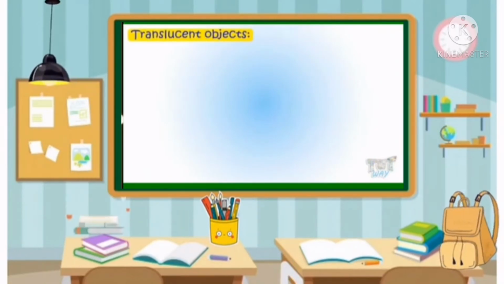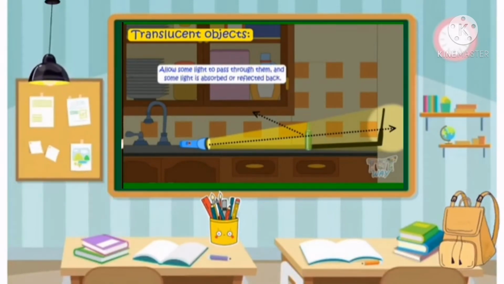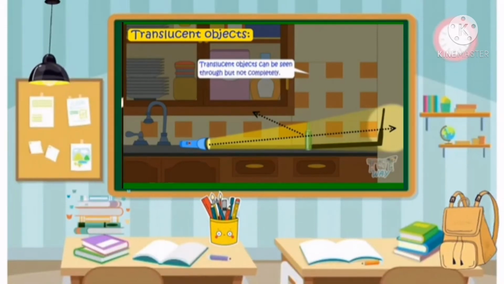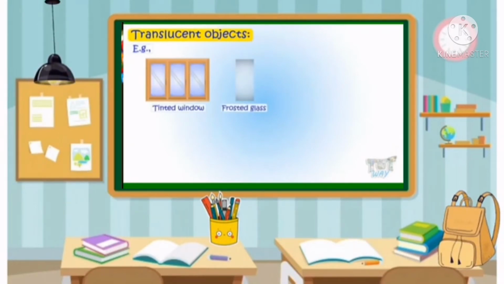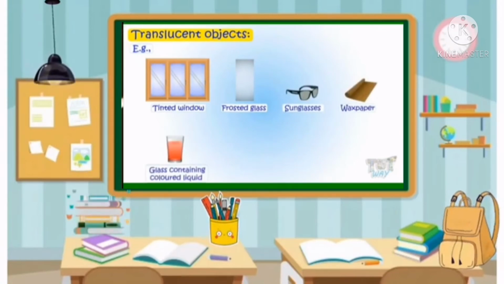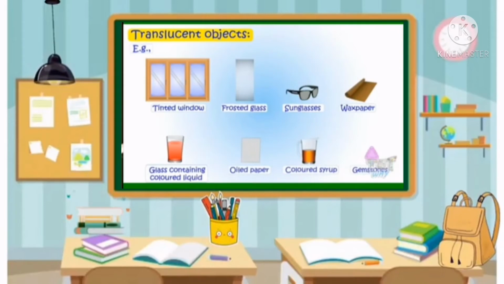Next, we have translucent objects. It allows some light to pass through them, and some light is absorbed or reflected back. Translucent objects can be seen through but not completely. Example, we have tinted window, frosted glass, sunglasses, wax paper, glass containing colored liquid, oiled paper, colored syrup, and gemstones.